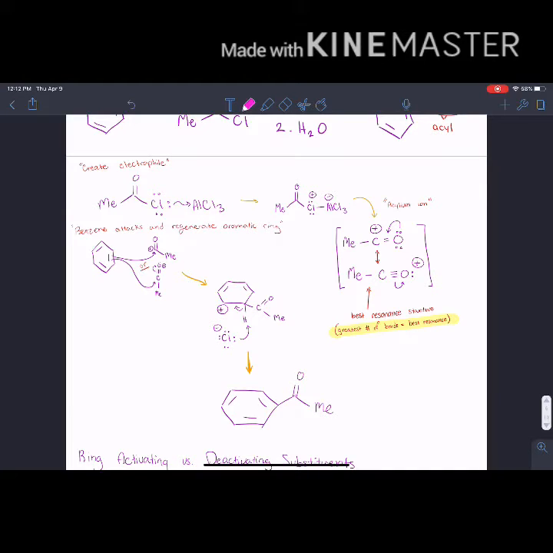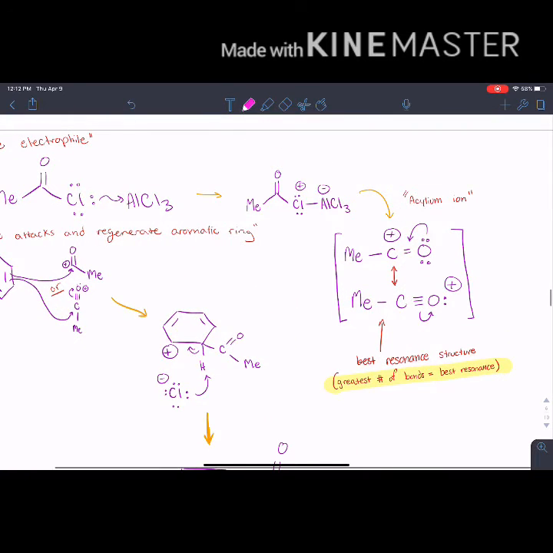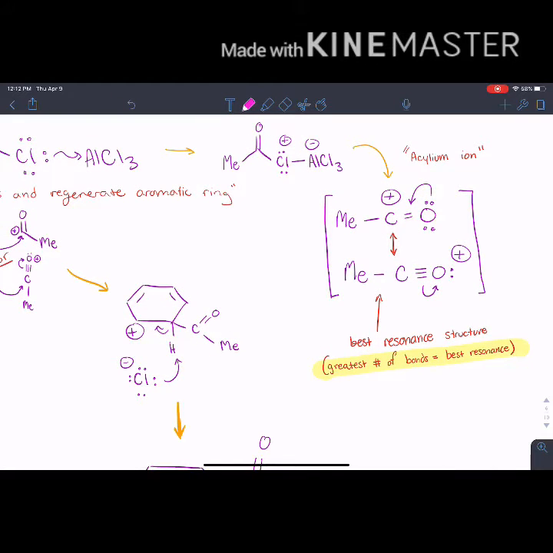But I think the key thing that I like to remember about this reaction is the acylium ion that is created from this electrophile. Usually Dr. King likes to ask which one is the best resonance structure. The key thing about that is that you want to look at the number of bonds. So if she, or any professor, asks you what's the best resonance structure out of the ones shown, you want to look for the number of bonds.